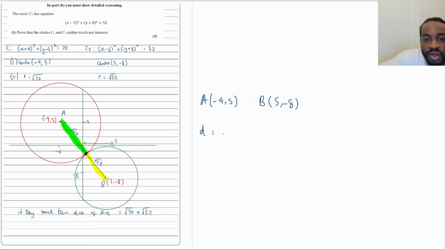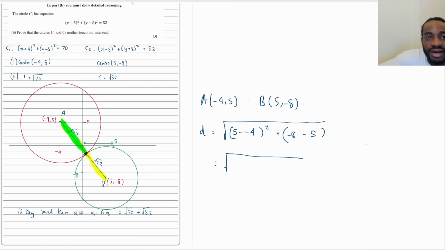So D, we know that it's just going to be the difference between the coordinates squared, isn't it? So x1 minus x2 squared plus y1 minus y2 squared. So I'm going to do 5 minus -4, so that x coordinate minus this one, plus the y coordinate, which is now -8 minus 5. Okay, so therefore this becomes, that's going to be 9 squared plus -13 squared.